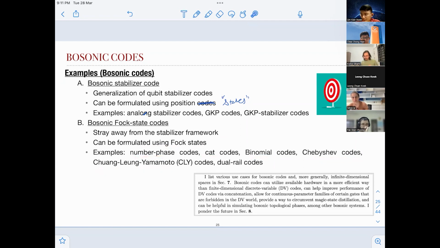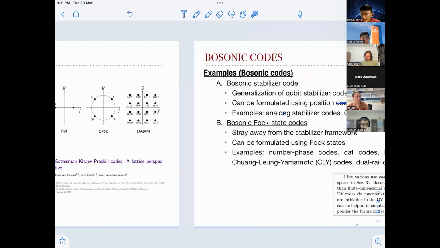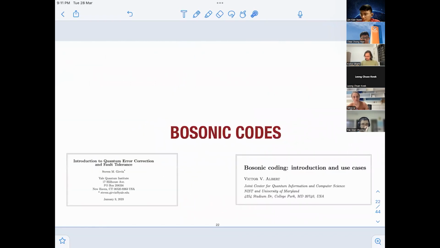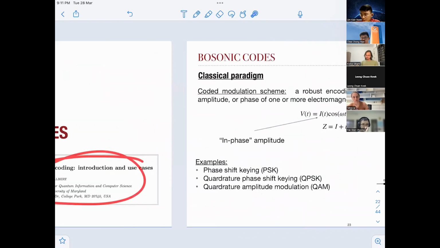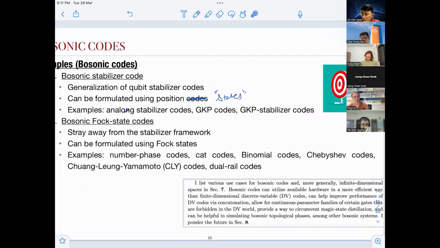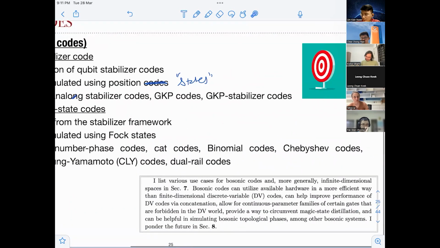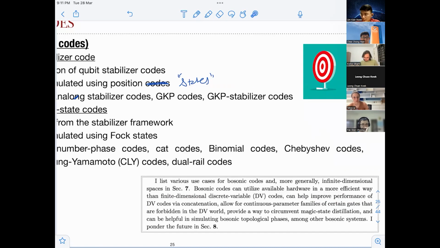And there are many benefits of using bosonic codes, and you can read about this in the nice notes by Victor Albert. He mentions that they can utilize hardware in a more efficient way than finite dimensional discrete variable codes, and can help improve the performance of discrete variable codes by something called concatenation. We will talk about it later, in the next tutorial. Basically they are useful in many things.